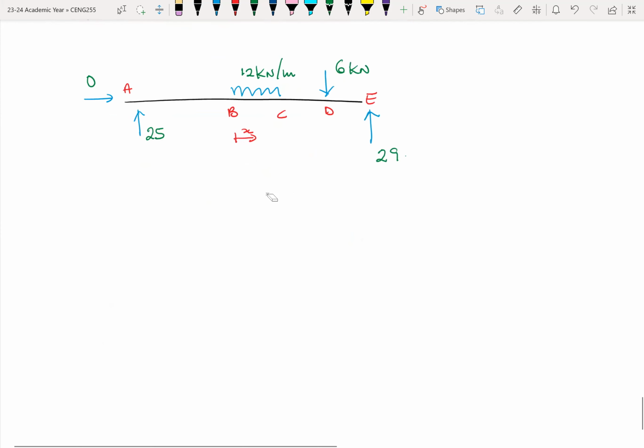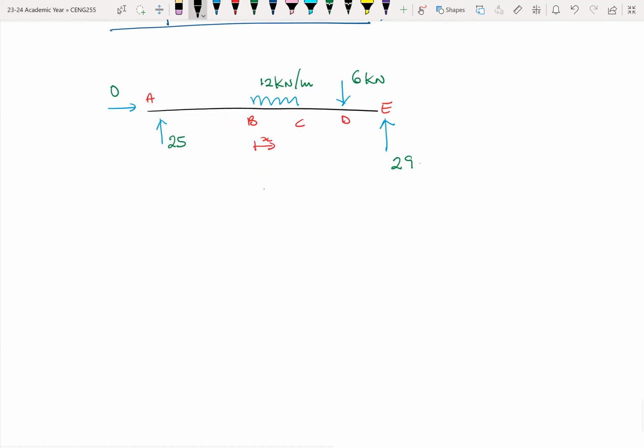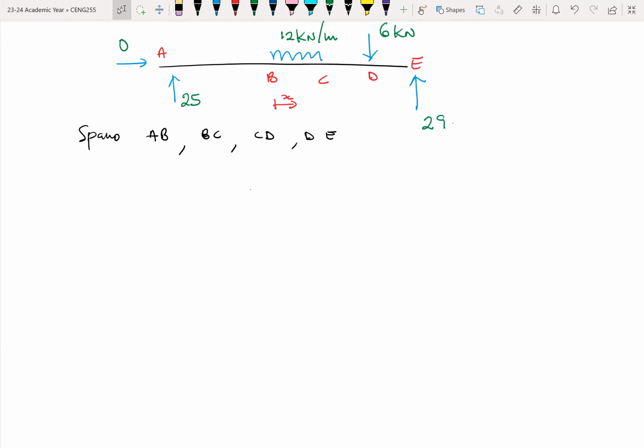Okay. So with a bending moment diagram, you look at spans. The best is to look at spans. So there are 4 spans. The spans that we have here are span AB, span BC, span CD, and then span DE. So these are the 4 spans that we are looking at. Okay. So let's start with span AB.